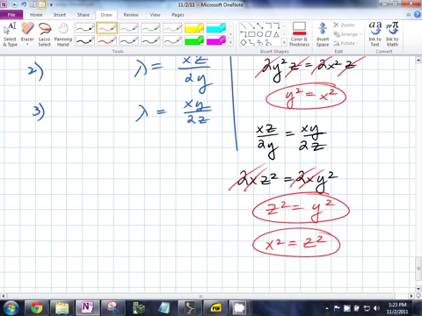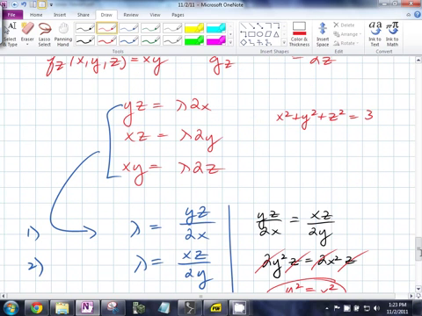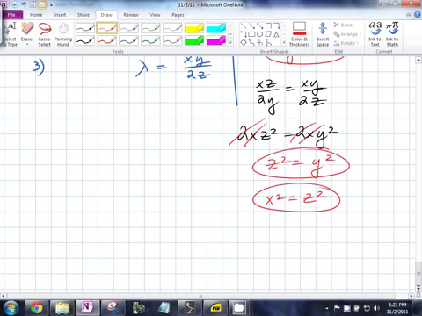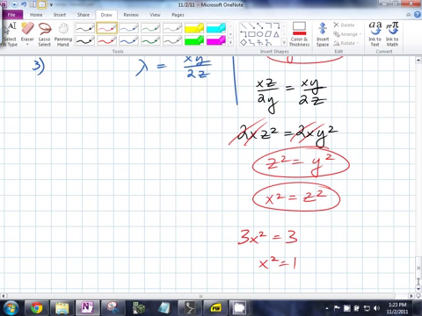We want x squared plus y squared plus z squared is equal to 3. So what can we say? 3x squared is equal to 3. So x squared is equal to? Yeah, so x is equal to plus or minus 1. So how many points do we actually have here? I think we have 8 of them, right?